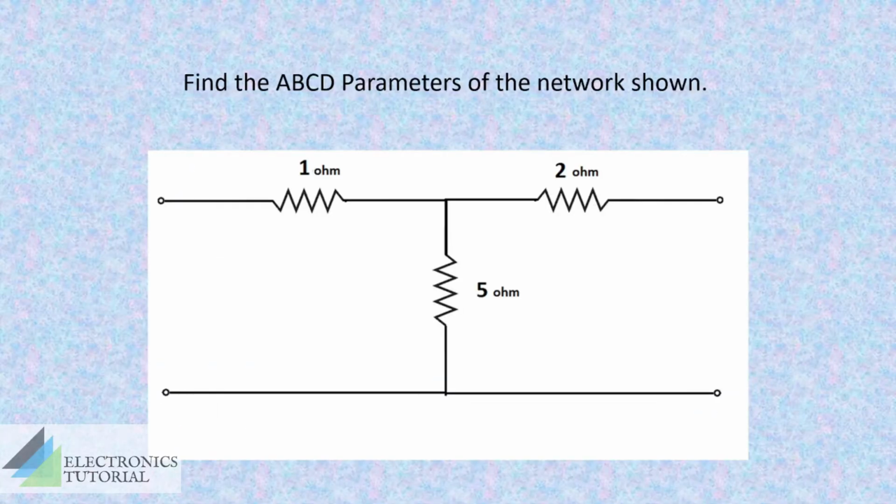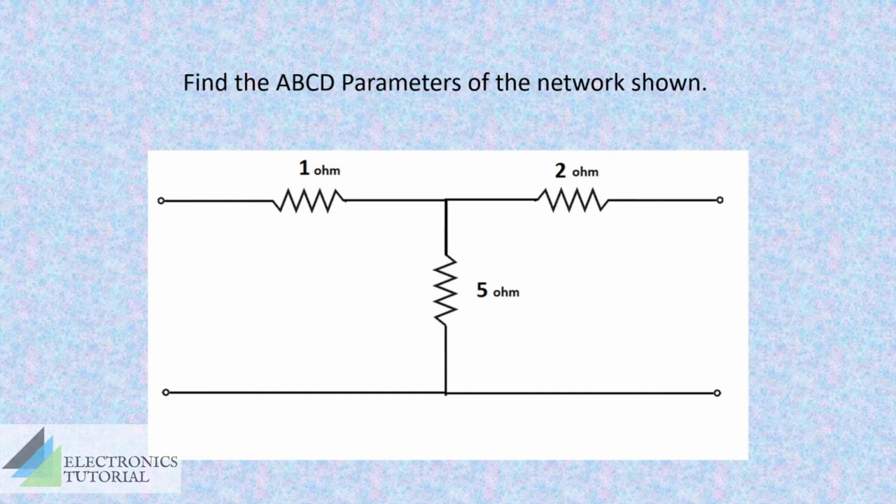We're going to solve a question. Find the ABCD parameters of the network shown. This is a simple circuit. We'll try to solve this. We now know that we have to change this output port in order to get the values.